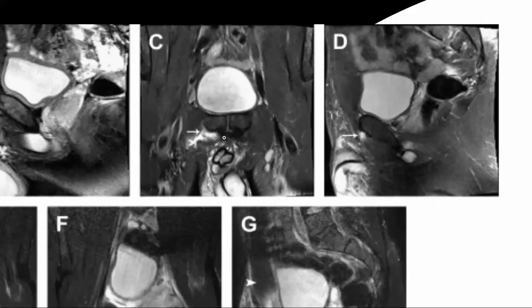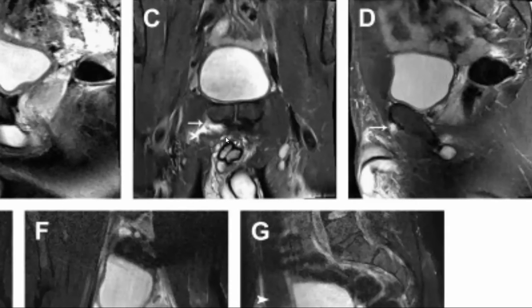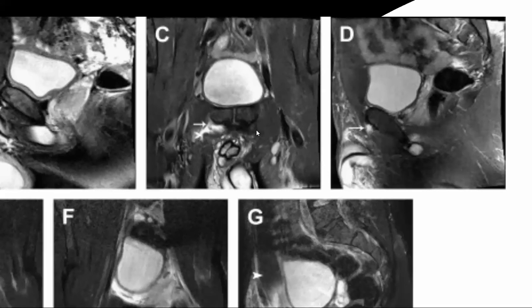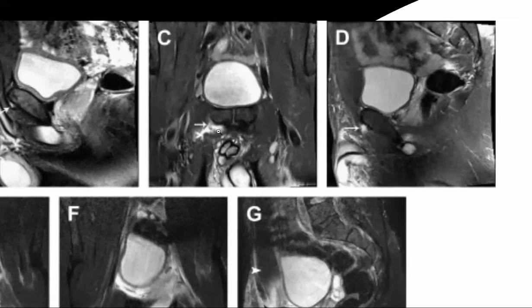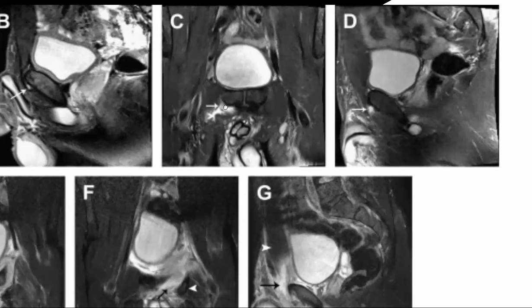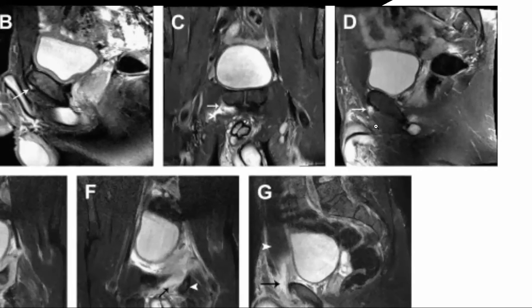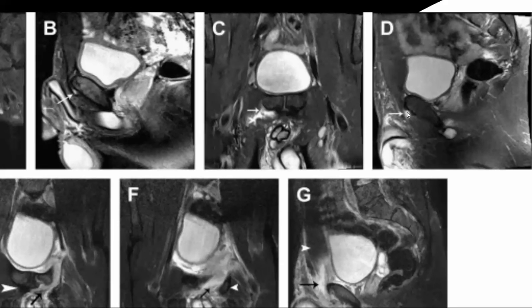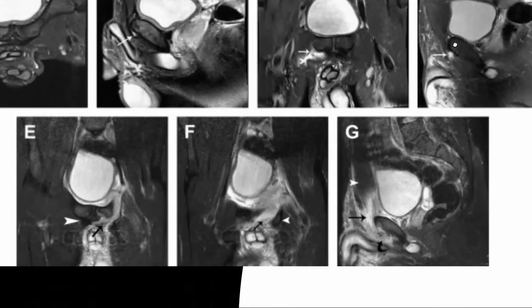This is C again. C is a coronal image, symphysis pubis. From the inferior aspect of the symphysis pubis, you have the origin of the adductor tendons. On the left they're intact, on the right there's a tear. So this is another cause of athletic pubalgia, tear of the adductor origin tendons, which is very common in footballers.